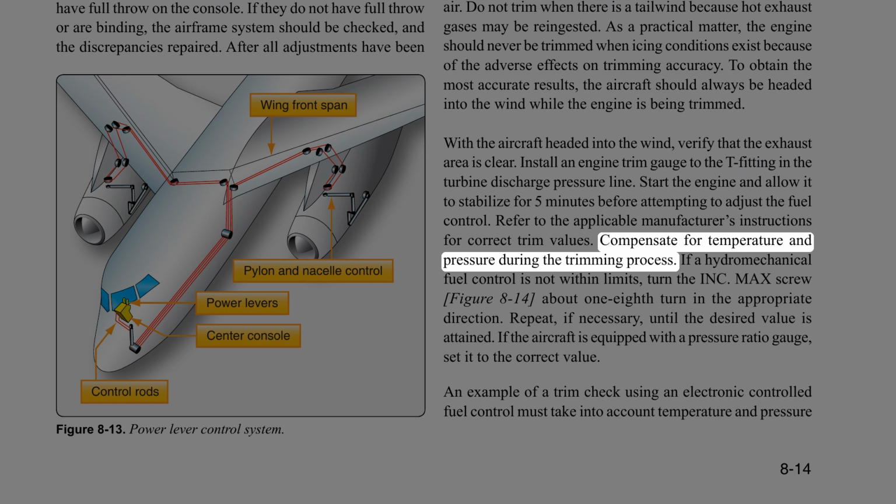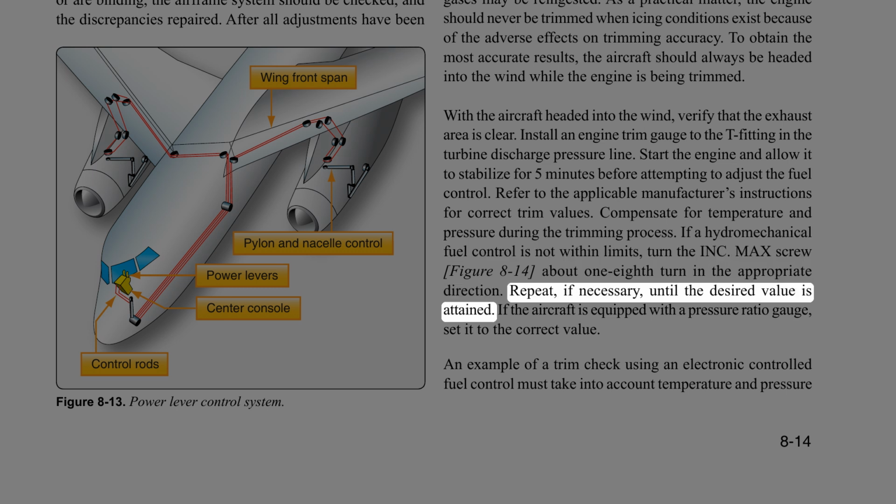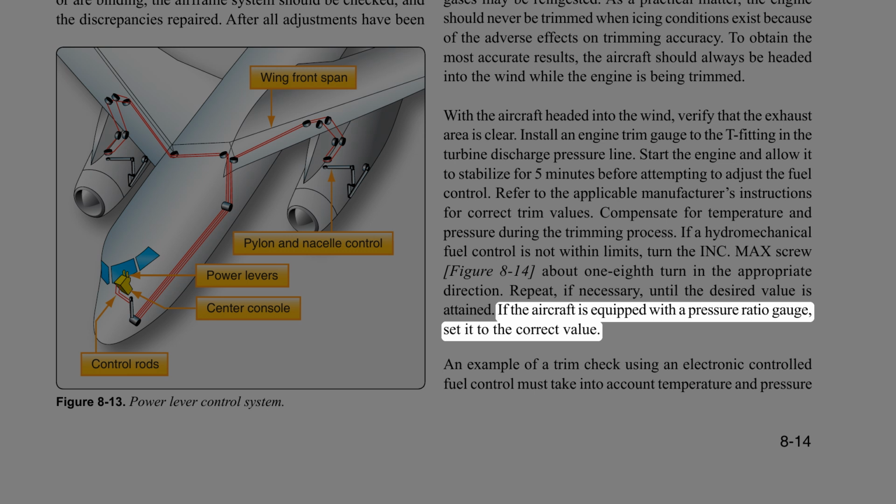Compensate for temperature and pressure during the trimming process. If a hydromechanical fuel control is not within limits, turn the INC max screw about 1/8 turn in the appropriate direction. Repeat, if necessary, until the desired value is attained. If the aircraft is equipped with a pressure ratio gauge, set it to the correct value.